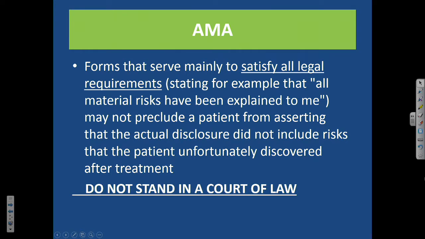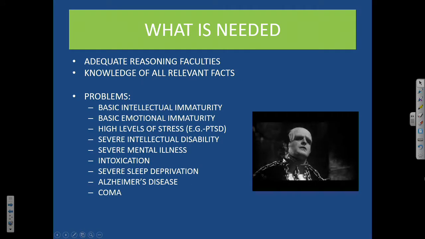But a written document, a written consent form, is a very powerful document to have in court without question. So what is needed for a legitimate informed consent, whether it is written or oral or implied? Two things. Number one is the patient should have a knowledge of relevant facts, not every fact that's ever been published, but relevant facts to their particular situation, and they must have adequate reasoning faculties. The patient must have the capability of understanding what is being discussed.